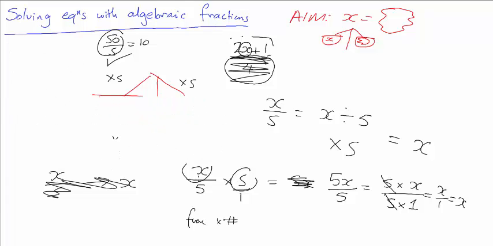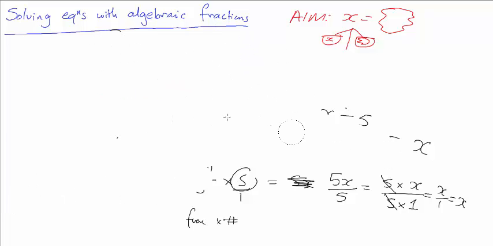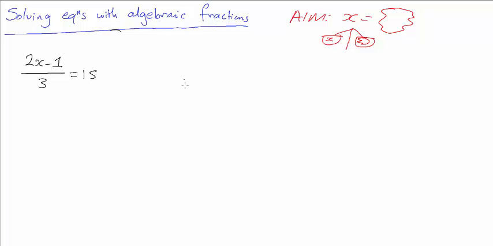So let's go over to the next one. I've got a big rubbing out to do on this bit, so give me a second. Let's move swiftly on. Okay, reasonably short and sweet. So let's go to the next one. This one is 2x minus 1 over 3 equals 5. Now hopefully you guys are clear with this.